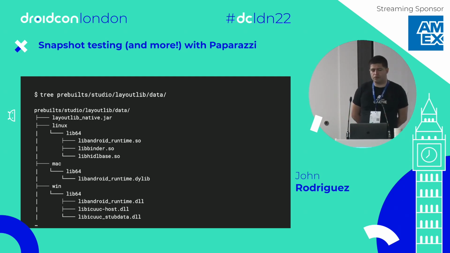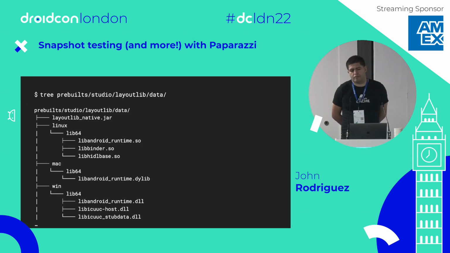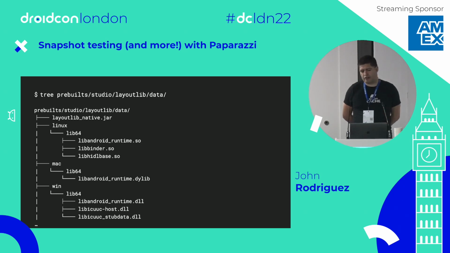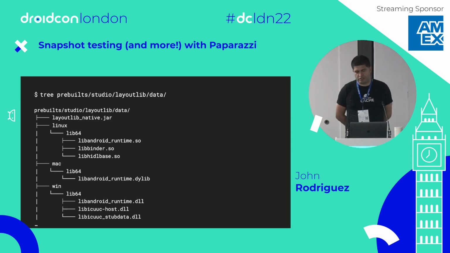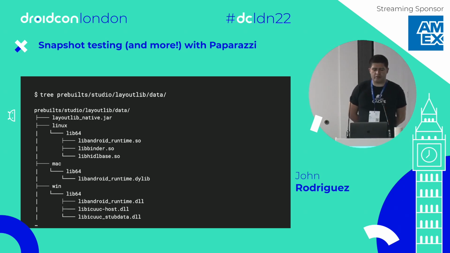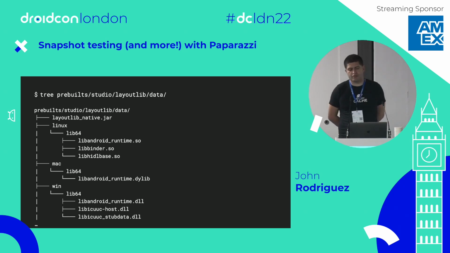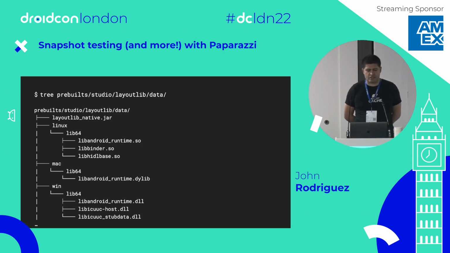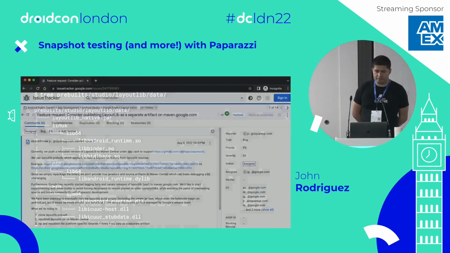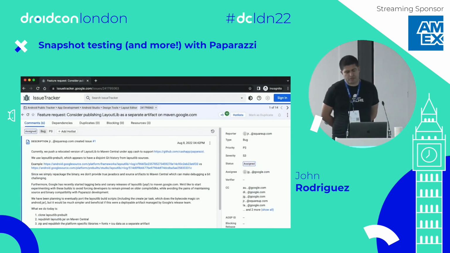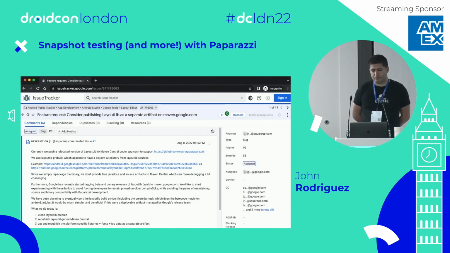And so the Google monorepo checks in its binary artifacts into the repo as well, as opposed to compiling it from source and then checking it into its repo. And so what Paparazzi does is it checks out the pre-built from the repo and repackages it. If you do a quick tree of the hierarchy, you'll see the machine, the platform-specific binaries backing layoutlib. What we do then is we package it internally and push it to Maven Central.